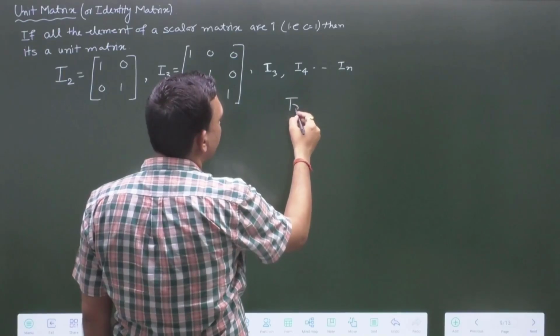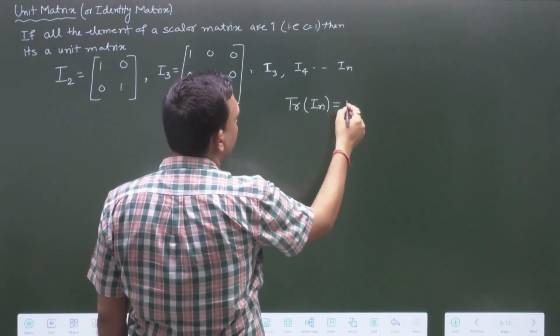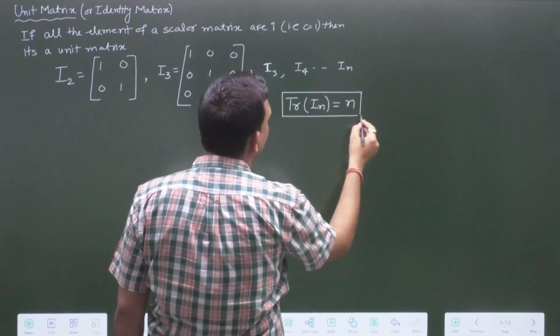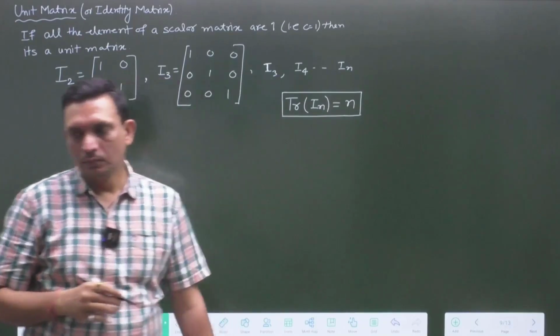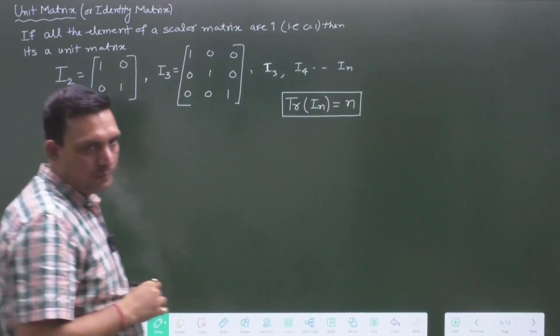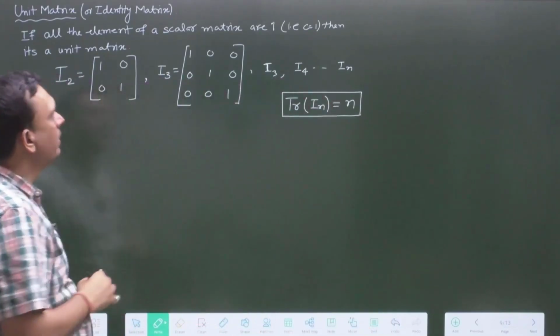What will be the trace of In? Trace of In is the sum of diagonal elements. 1 1 1, n times, so you will get n.